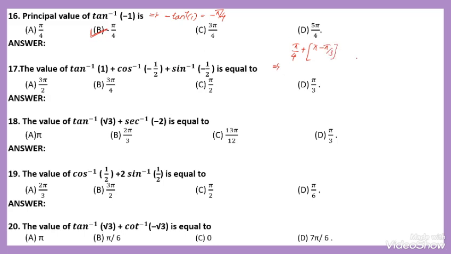Then here there is a plus. What is the sine inverse of minus 1 by 2? According to the property, I can write minus sine inverse of 1 by 2, which is pi by 6. Now I can solve here. Pi by 4 plus 3 pi minus pi, that is 2 pi by 3, plus minus pi by 6. So pi by 4 plus 2 pi by 3 minus pi by 6.